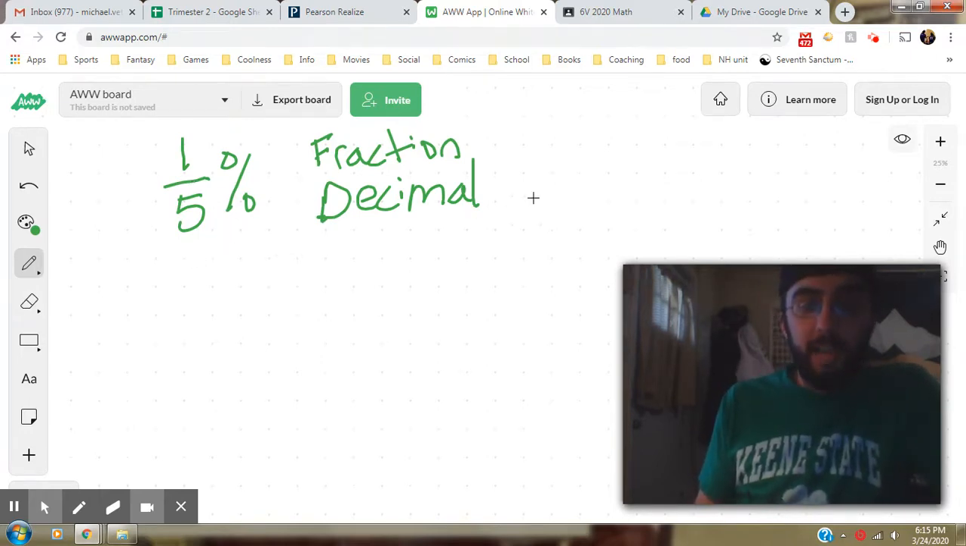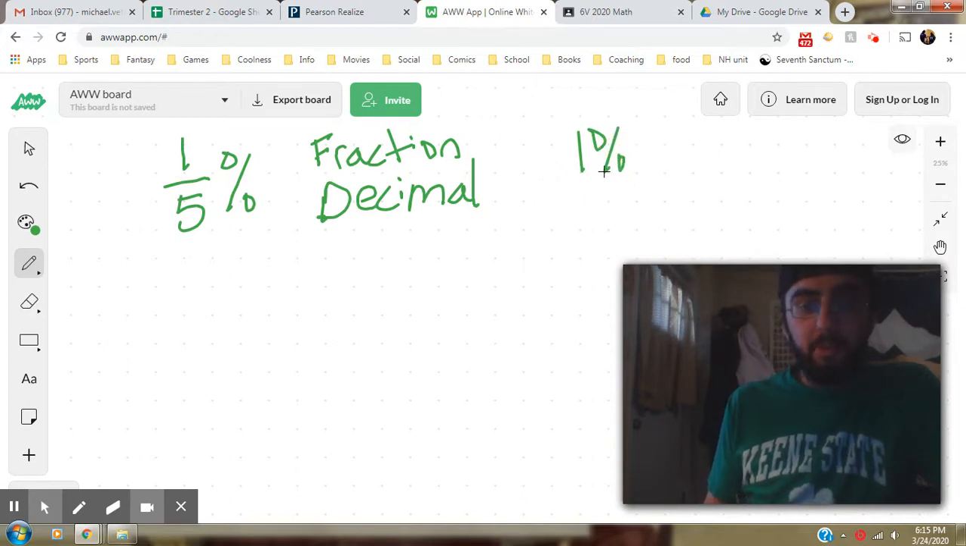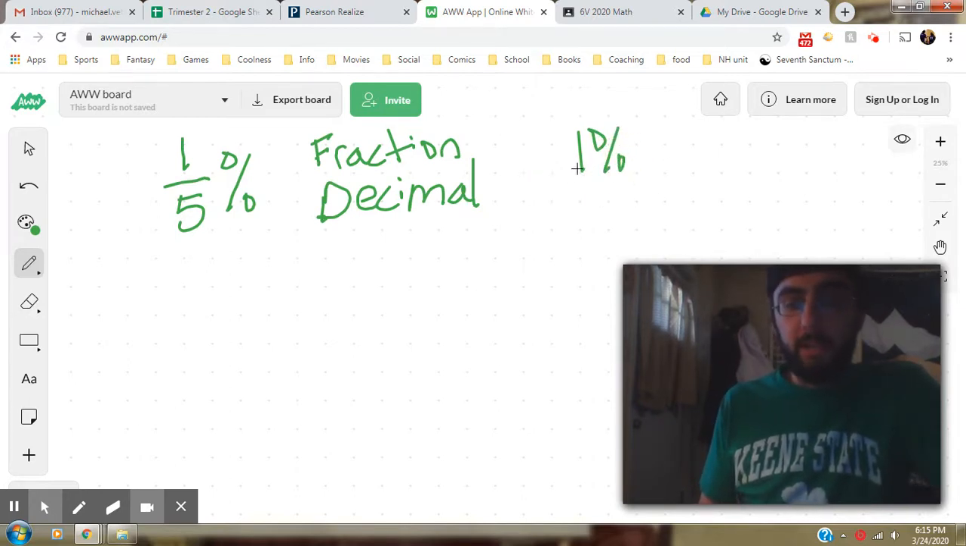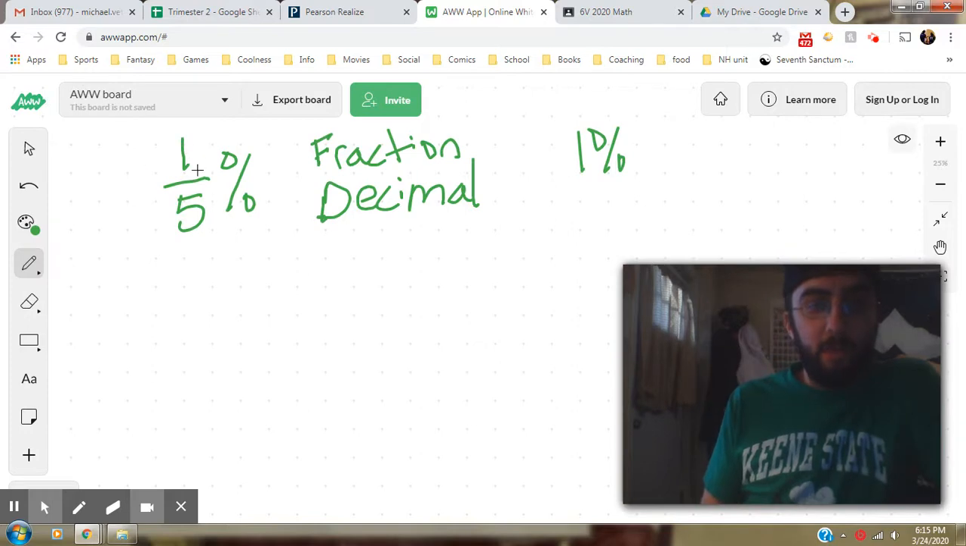So 1%, if you got a 1% on a test, that would not be that good, right? So 1% of the entire test you got correct. This is saying 1/5 of this 1% is what you got. So it's a tiny, tiny number. So 1/5%, we want to change that into a fraction.